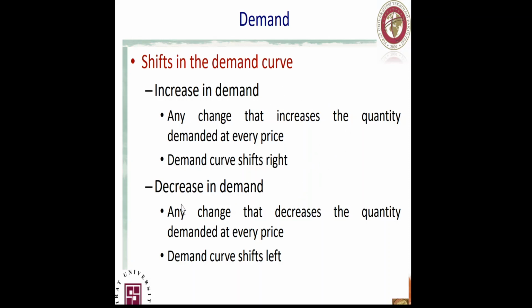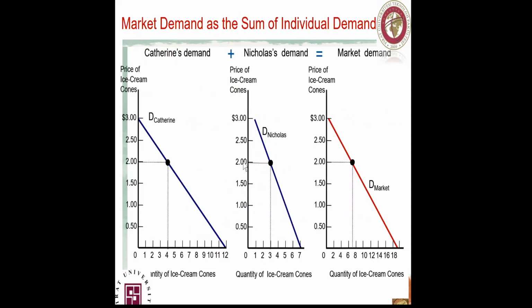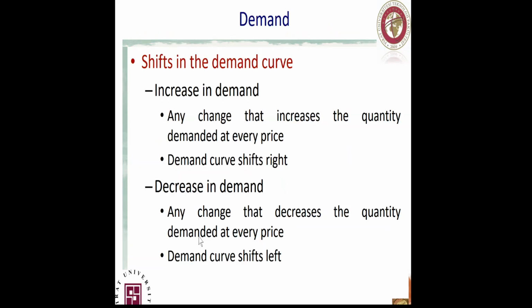I'll explain them in a while. How about if at the same price, at $2, Nicholas changes his behavior of consumption, and let's say he's consuming 1 only. So what will happen to this curve? So 1 and 2 will be here, and the whole curve will shift to the left, and that's a decrement in the quantity demanded, or decrease in the quantity demanded.